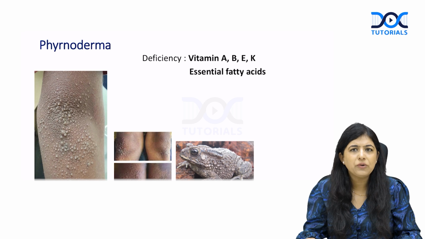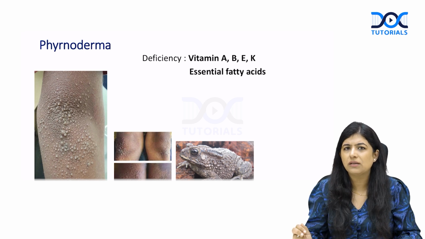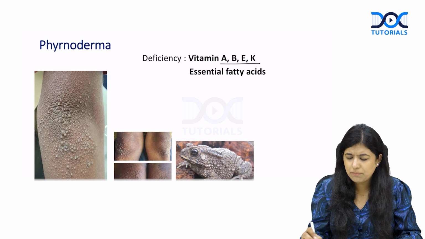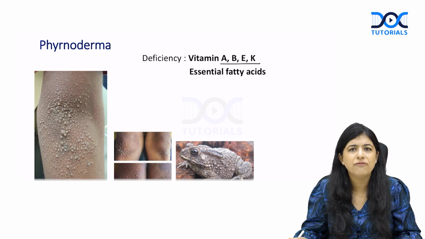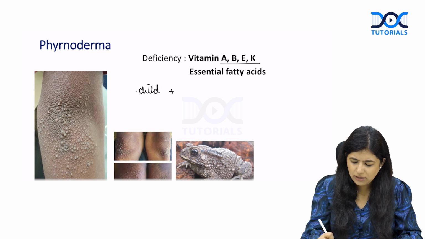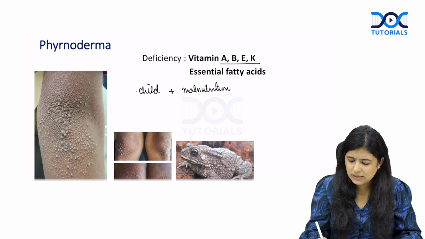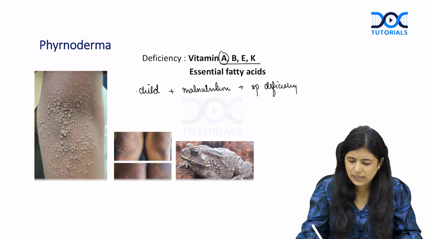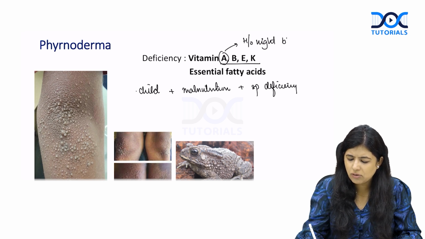Now coming to Phrynoderma, which is very important, has been asked twice in the last 5 years of the NEET PG exam, happens due to deficiency of vitamins A, B, E, K, as well as certain fatty acids. Now, common age group where you see this is a child who may be having features of malnutrition, as well as there may be specific deficiency as well in the child, especially when it comes to vitamin A. So there could be a history of night blindness or difficulty of seeing things at night.